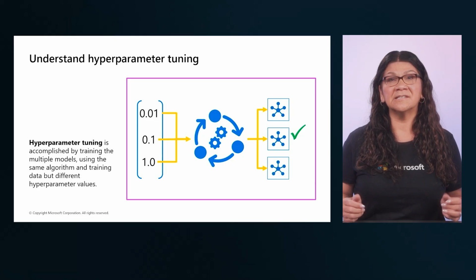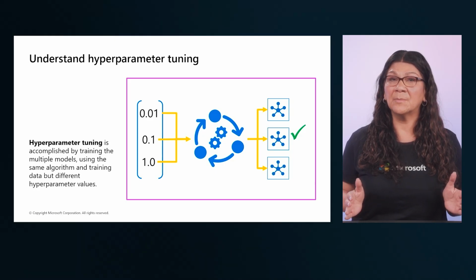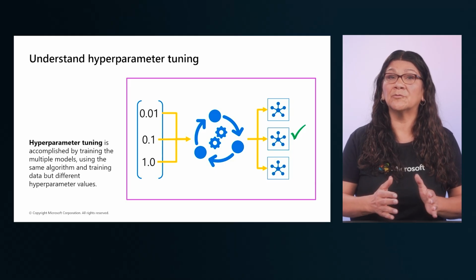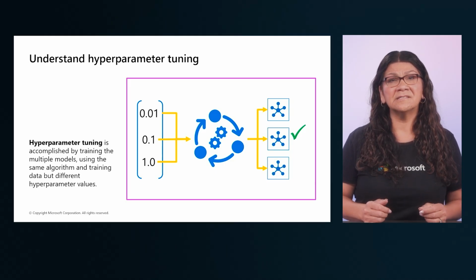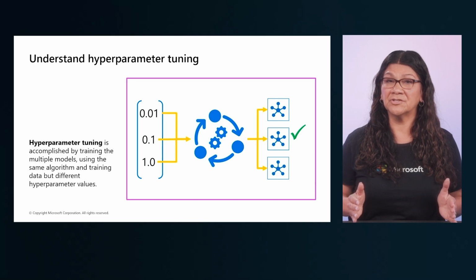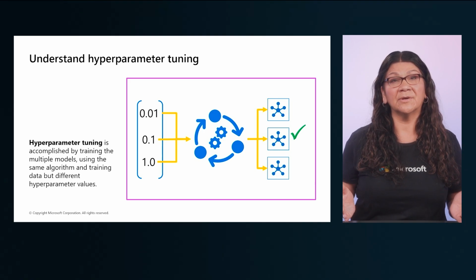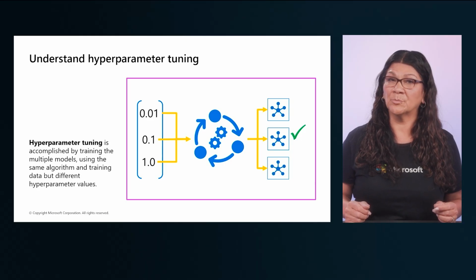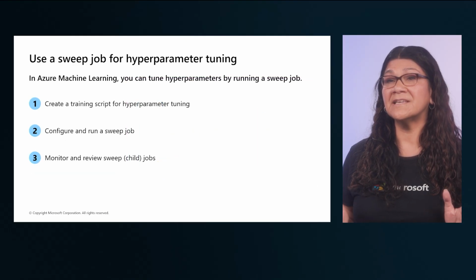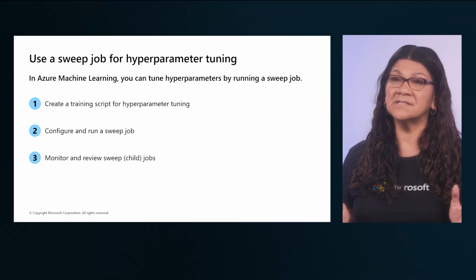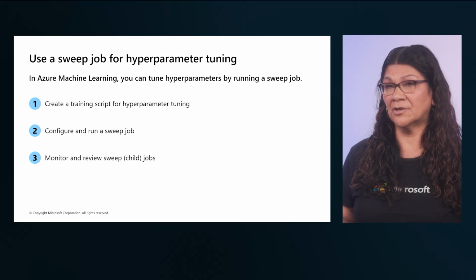Best practice here is to define a clear optimization metric and a focused search space for hyperparameters. This keeps experimentation efficient while helping you systematically discover the configuration that delivers the best model performance. Here we see the end-to-end workflow for hyperparameter tuning with a sweep job in Azure Machine Learning.